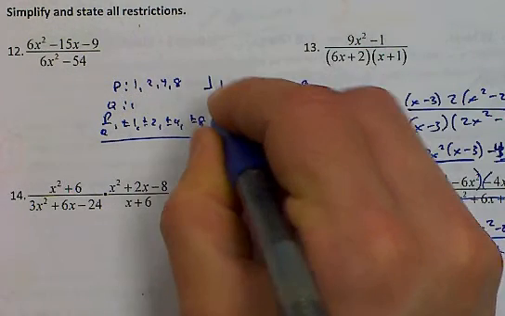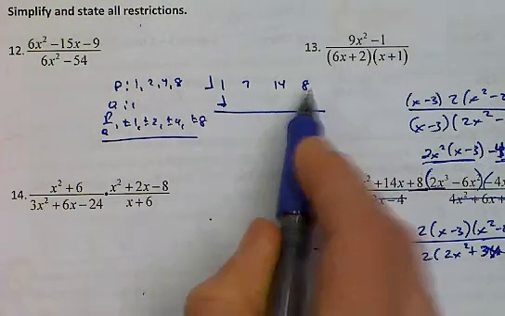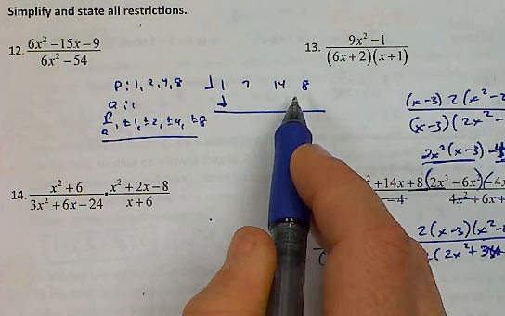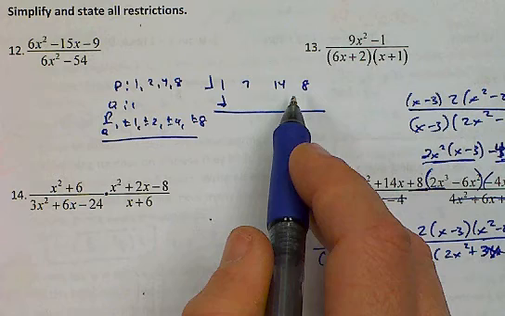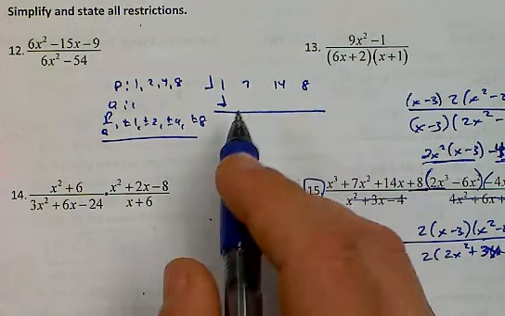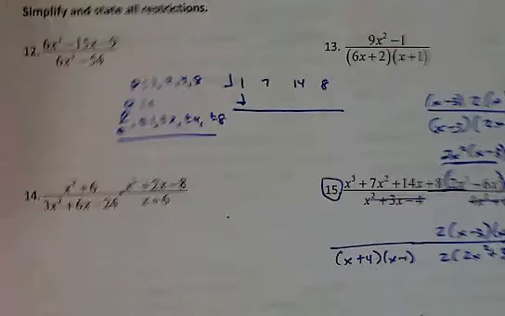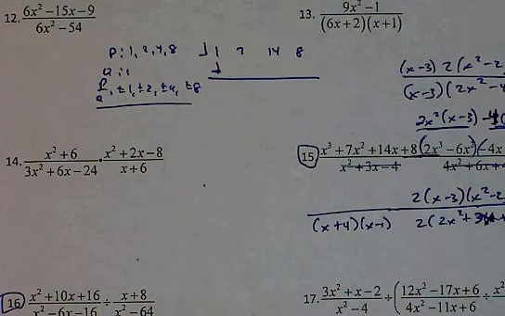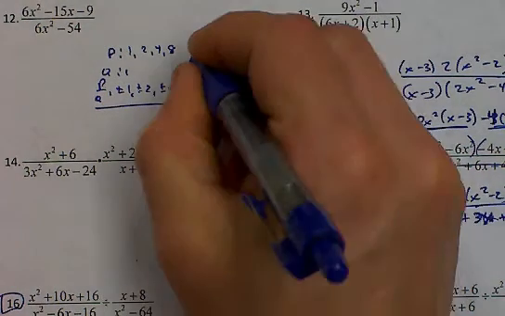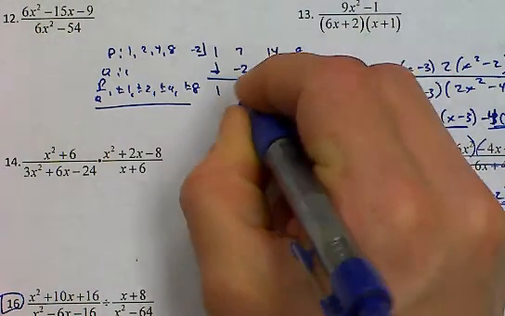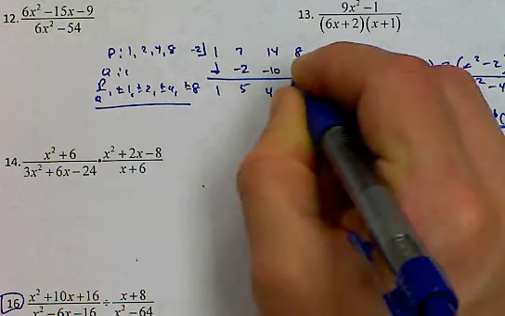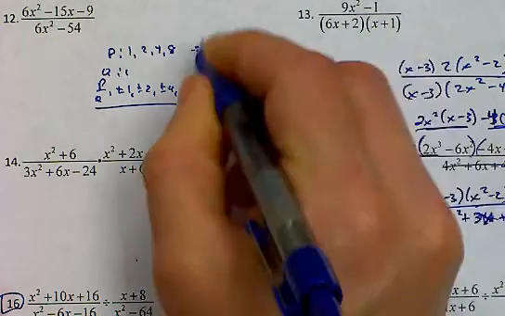And as I'm setting it up, I can see that everything here is positive. I have no sign changes, so I know that I'm not going to have any positive solutions. I'm only going to try negative solutions for this problem. And I think I'm going to try probably negative 2. So 5, negative 10, 4, 8. Perfect. So negative 2 works.